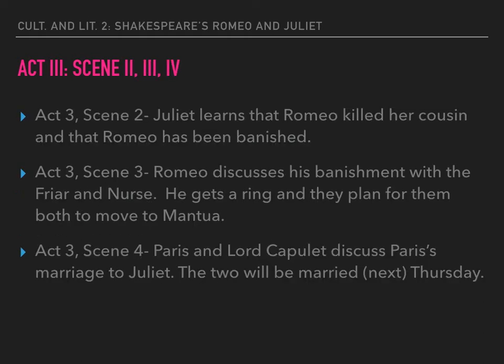The next scene is Act 3, Scenes 2, 3, and 4, and in Act 3, Scene 2, Juliet learns that Romeo killed her cousin and that Romeo has been banished. She has issues with this, but she eventually decides to choose her husband over her family. She says, shall I speak ill of him that is my husband?